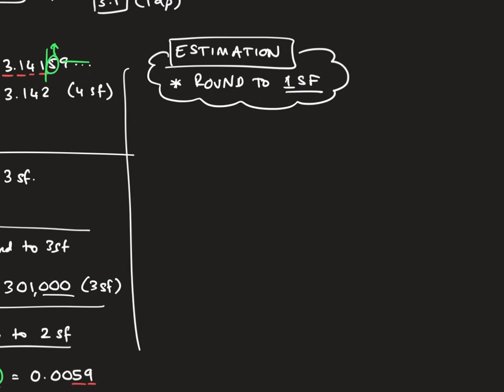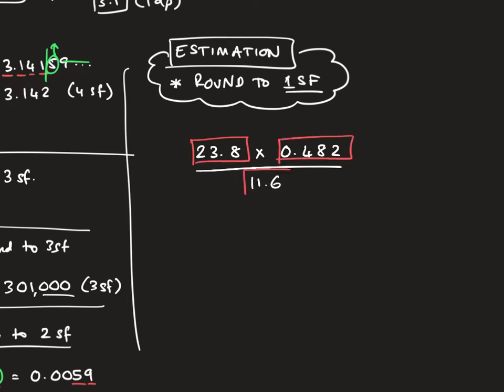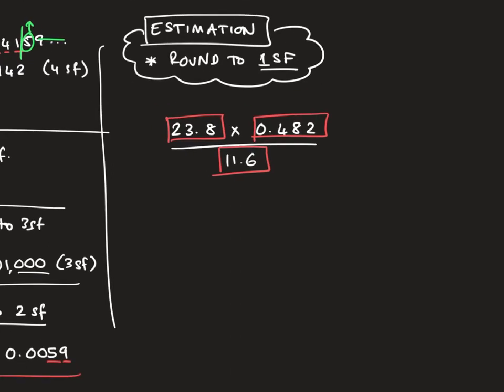So say, for example, we've got a question of 23.8 times 0.482, let's say, divided by, say, 11.6. Now, for each of these terms essentially within here, so the 23.8, the 0.482 and the 11.6, you just round each of those to 1 significant figure. So 23.8 would round to just 20.